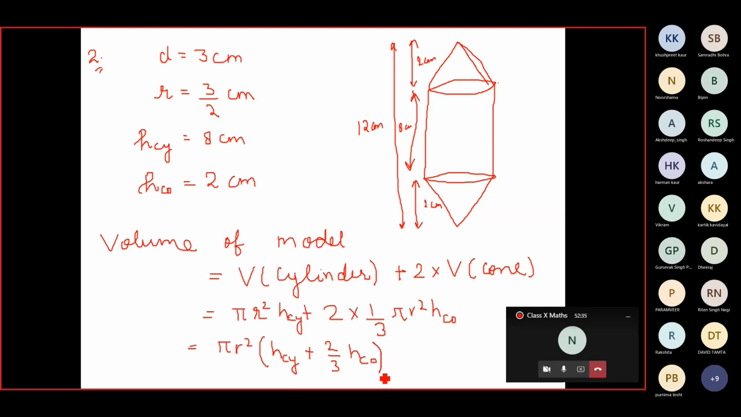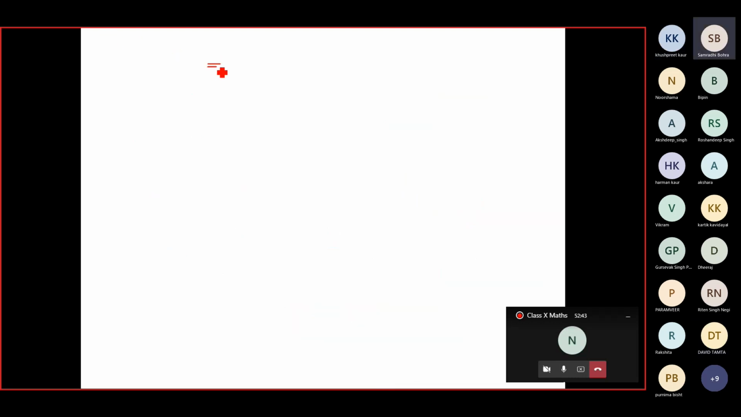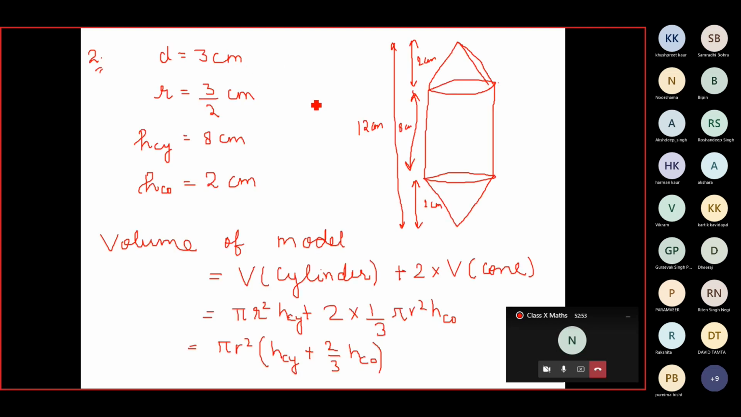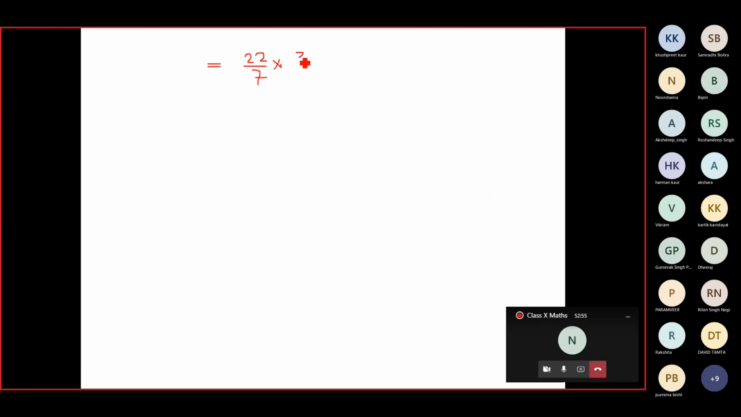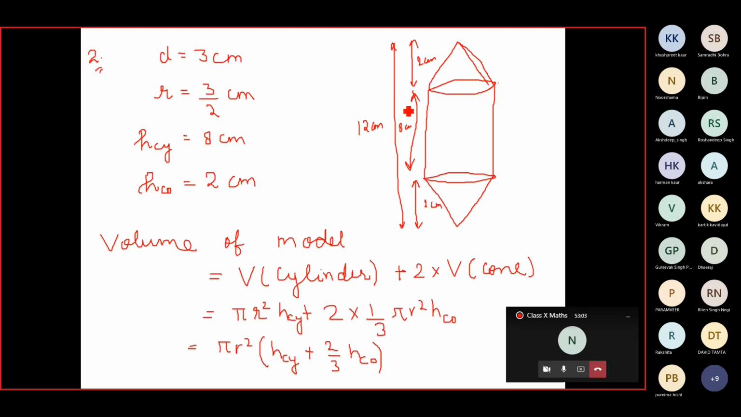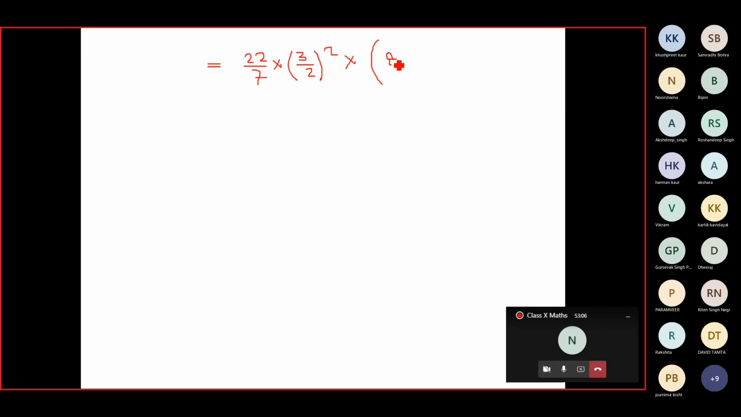Yes or no? Give me reply. So it is equal to pi, that is 22 by 7, into r square. R is 3 by 2, so 3 by 2 whole squared, into height of the cylinder, which is 8 centimeter, plus 2 by 3 into height of the cone, which is 2 centimeter.